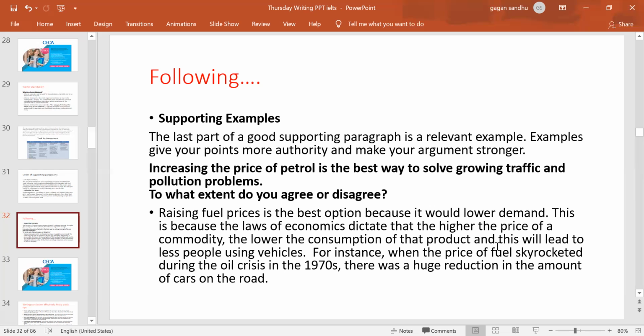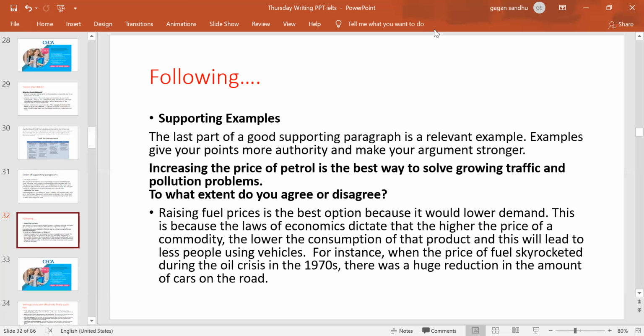Now, a resulting sentence: and this will lead to fewer people using vehicles. You see, there is a sequence of events here. There is a logical order. This is actually how we get more marks on coherence, which is the fourth parameter: how well your ideas and sentences are connected to each other, how well one phrase is connected to another. So that flow is right, that order is logical. That's how you get marks on the fourth parameter. So it's very important that whatever you write has a logical flow.